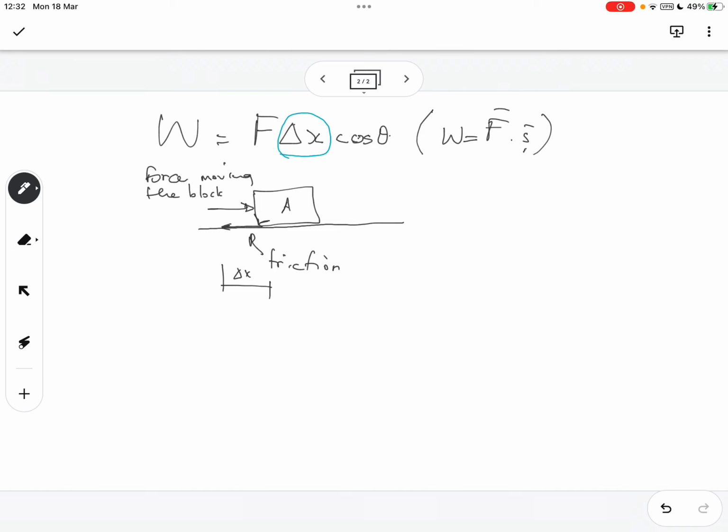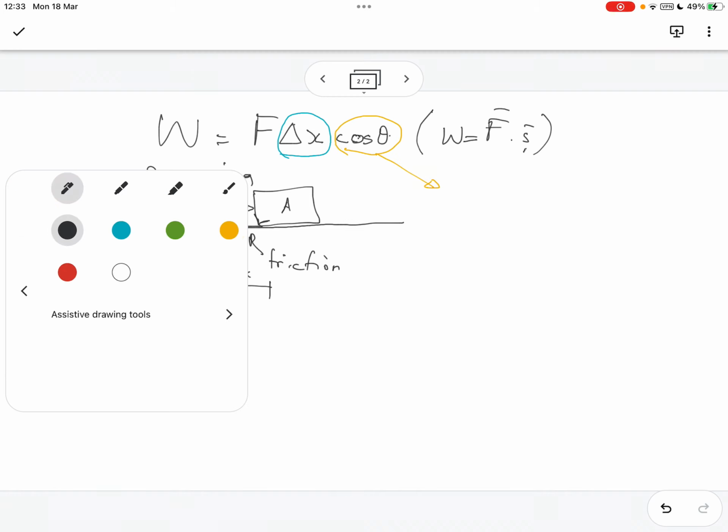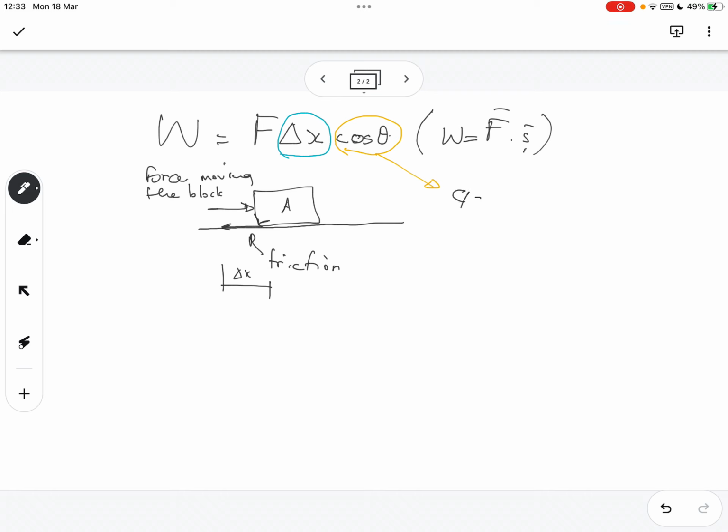And the cos theta accommodates a change in inclination. I'll put this in yellow: this accommodates change in inclination. Inclination just means angle from the horizontal, or elevation.